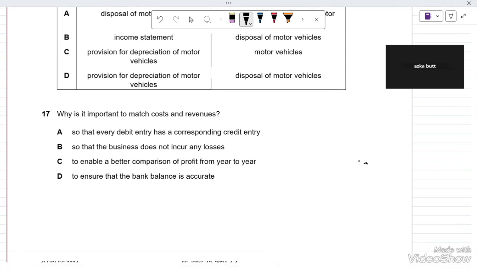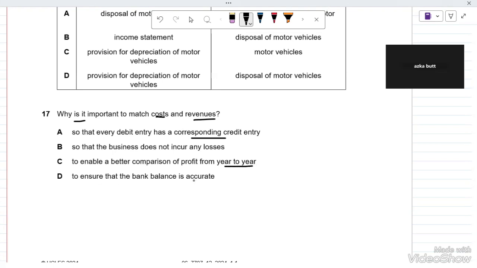Question number 17. Why is it important to match costs and revenues? Basically, matching costs with revenues ensures that profits are accurately calculated for the same accounting period, allowing better year-to-year comparisons. It's not that every debit entry has a corresponding credit entry so that the business does not incur any losses. Even if your costs and revenues are matched, you may still incur losses in your income statement. C option is to enable a better comparison of profit from year to year. So yes, this seems to be the right option.